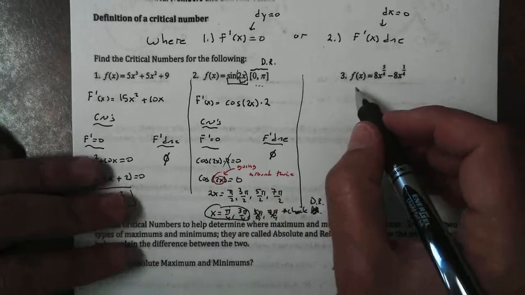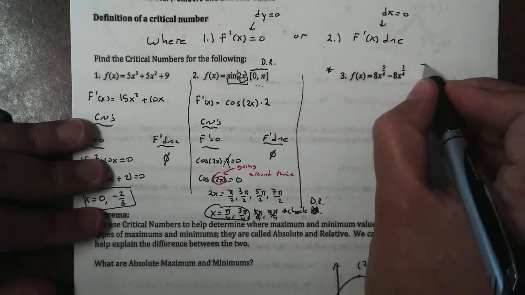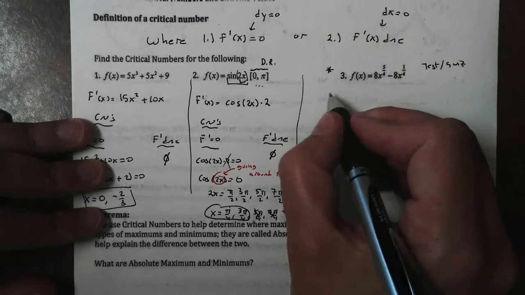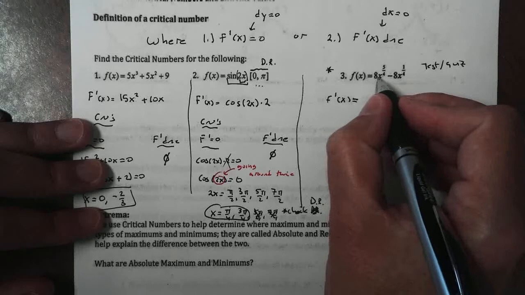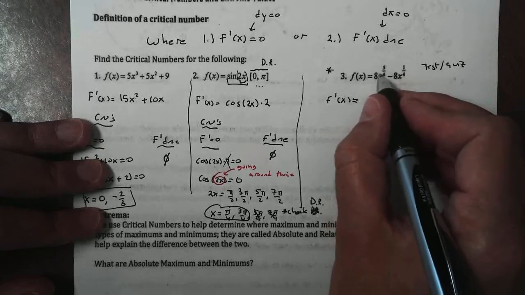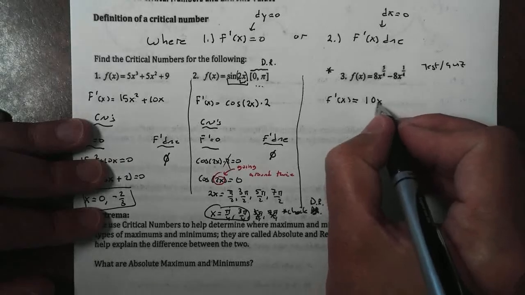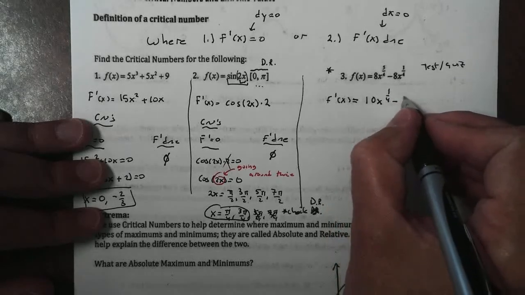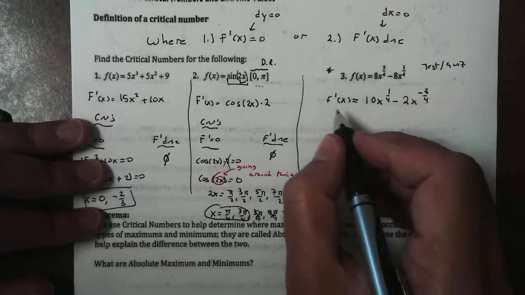All right, so let's take a look at number 3. Ew, this one's ugly. Okay, this one's going to hurt. Think test. Think quiz. You'll see one like this. Taking the derivative, we're going to get, if I drop this down, that becomes 2. I get 10x to the 1/4 minus, and this becomes 2x to the negative 3 over 4.